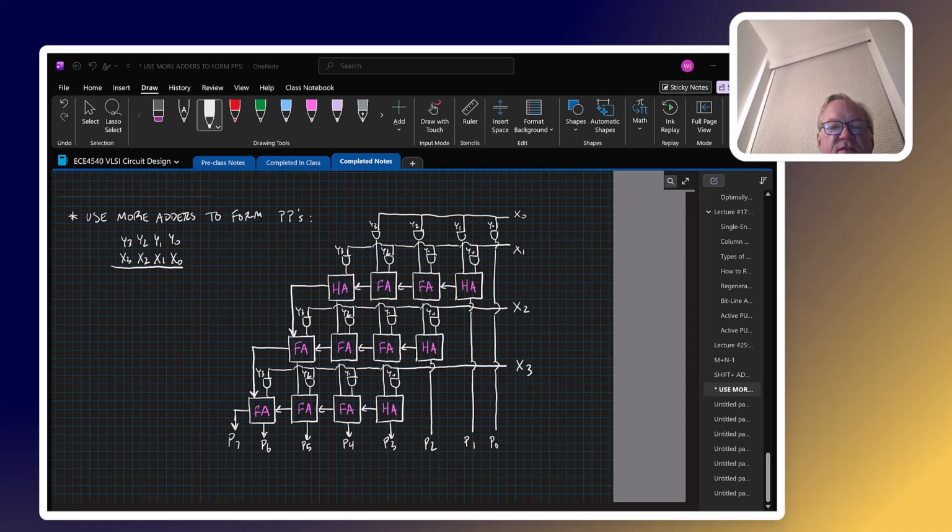All right, so here you can see the rest of the array created. Basically, we've used redundancy in order to create all of our partial products. We've saved a little bit of area by only using full adders when absolutely necessary.